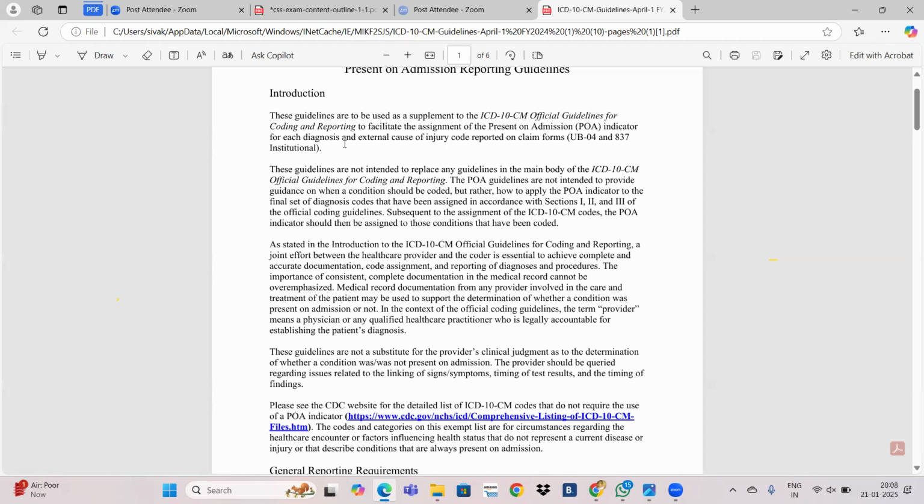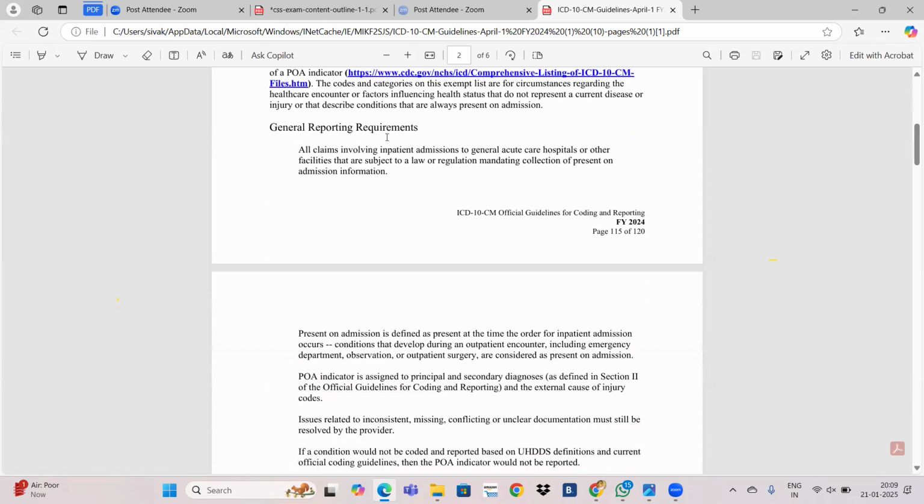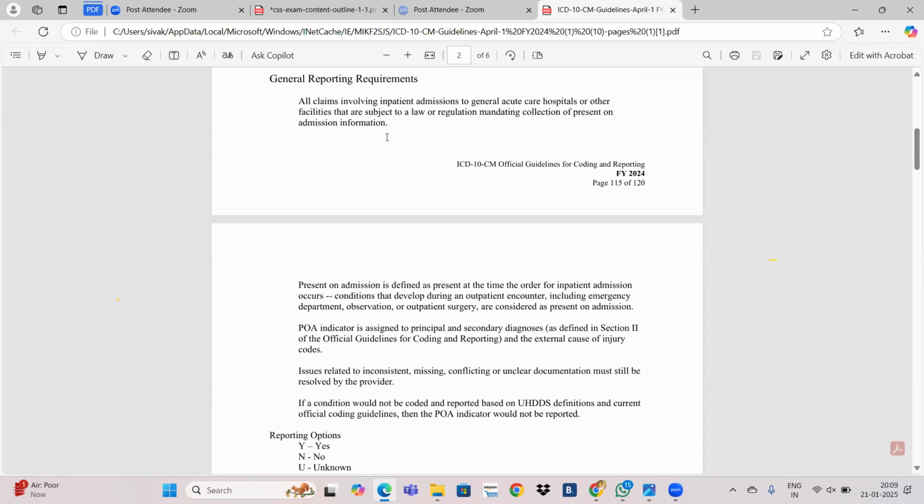So these POA indicators you need to assign for ICD-10 CM diagnosis codes and external cause of injury codes, both. You need to assign POA indicators only for ICD codes, not for procedure codes. Only for diagnosis codes. Clear? These codes you need to assign in the inpatient setting. So in total you will get 5 indicators.